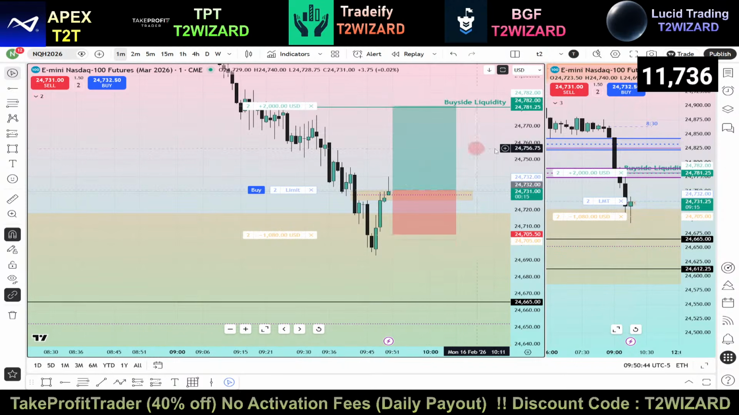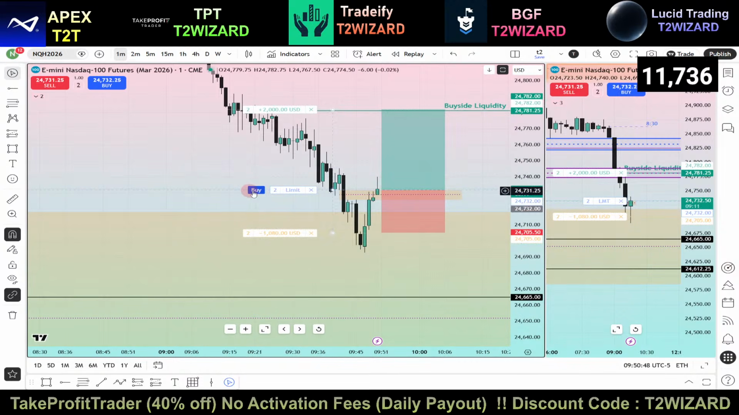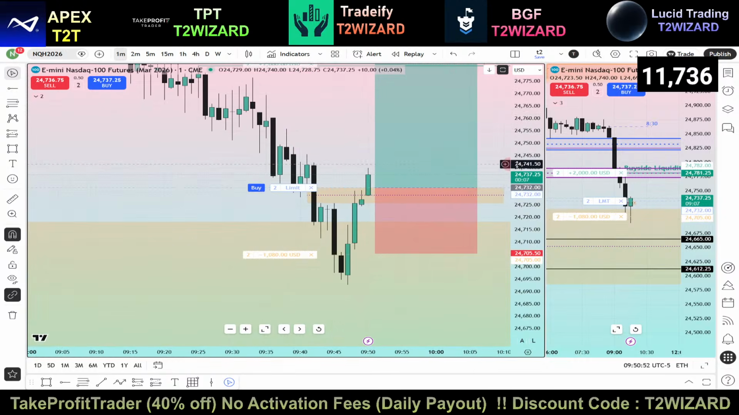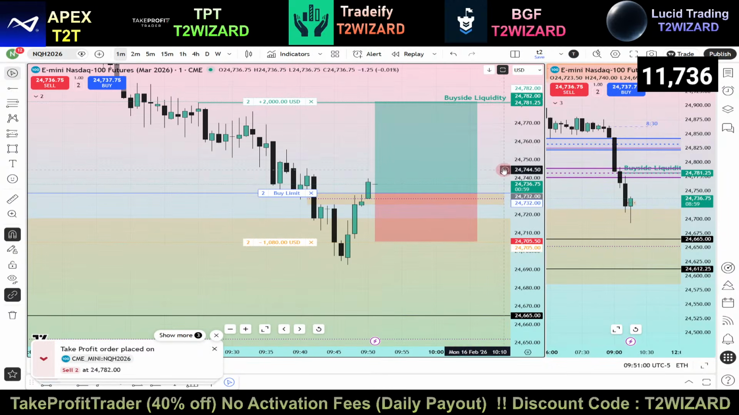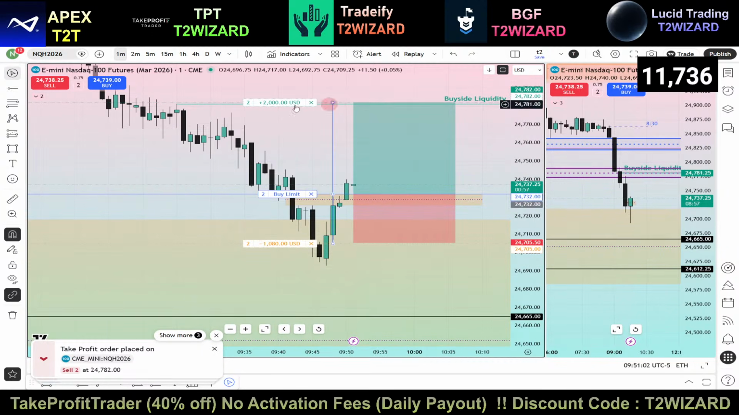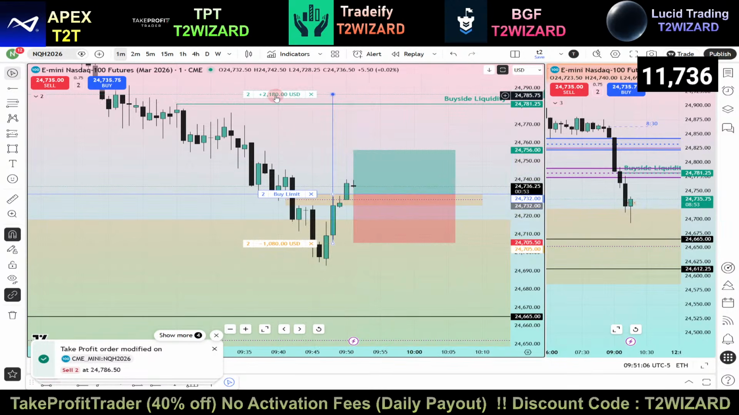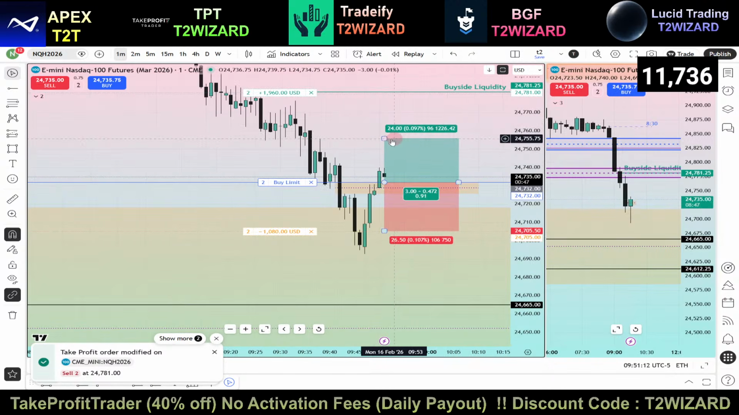We'll try to take the partial around 1:1, and then we'll try to hold the trade for this buy side liquidity. So let's see if it can take me. If it doesn't take me, I'm not going to chase the market for sure. I'll just say it's bad luck.